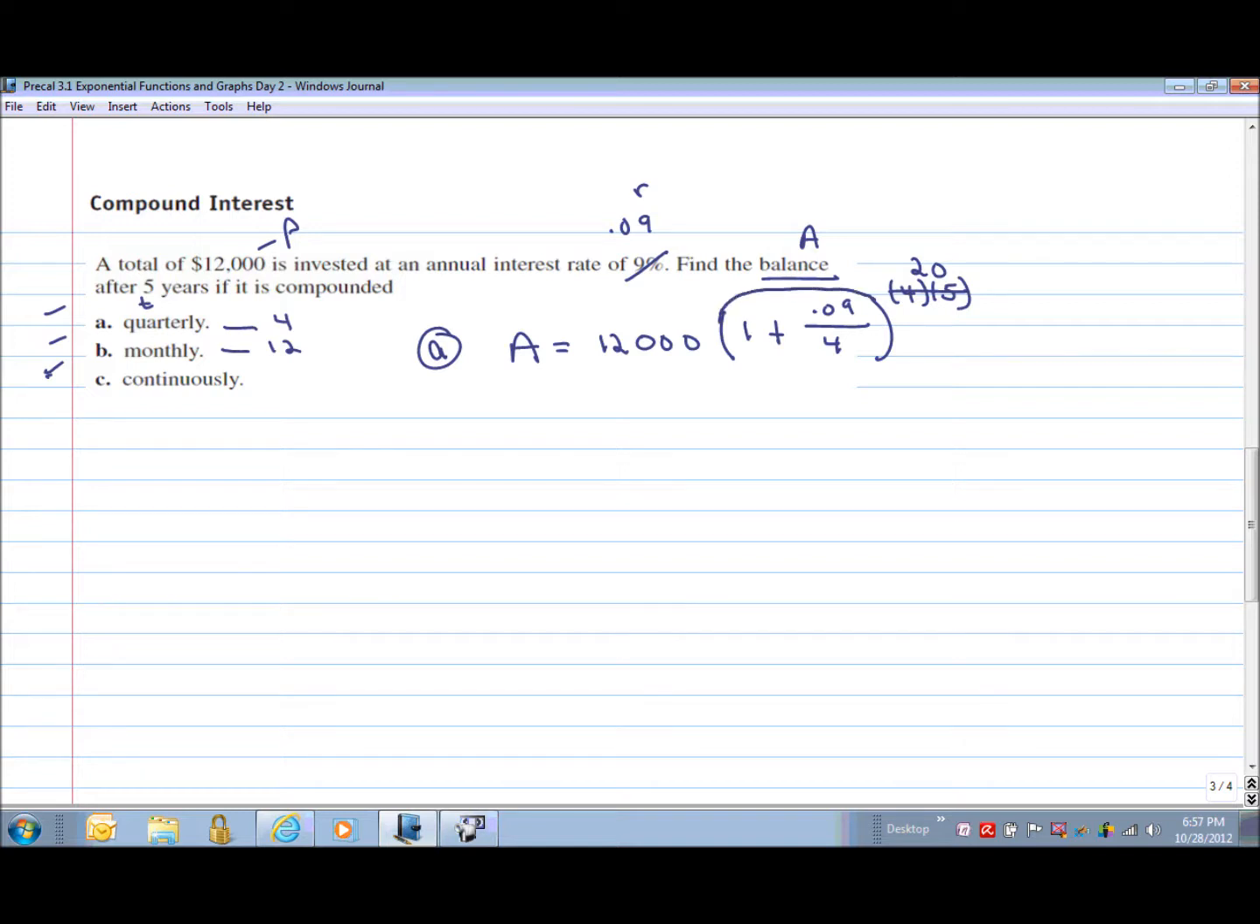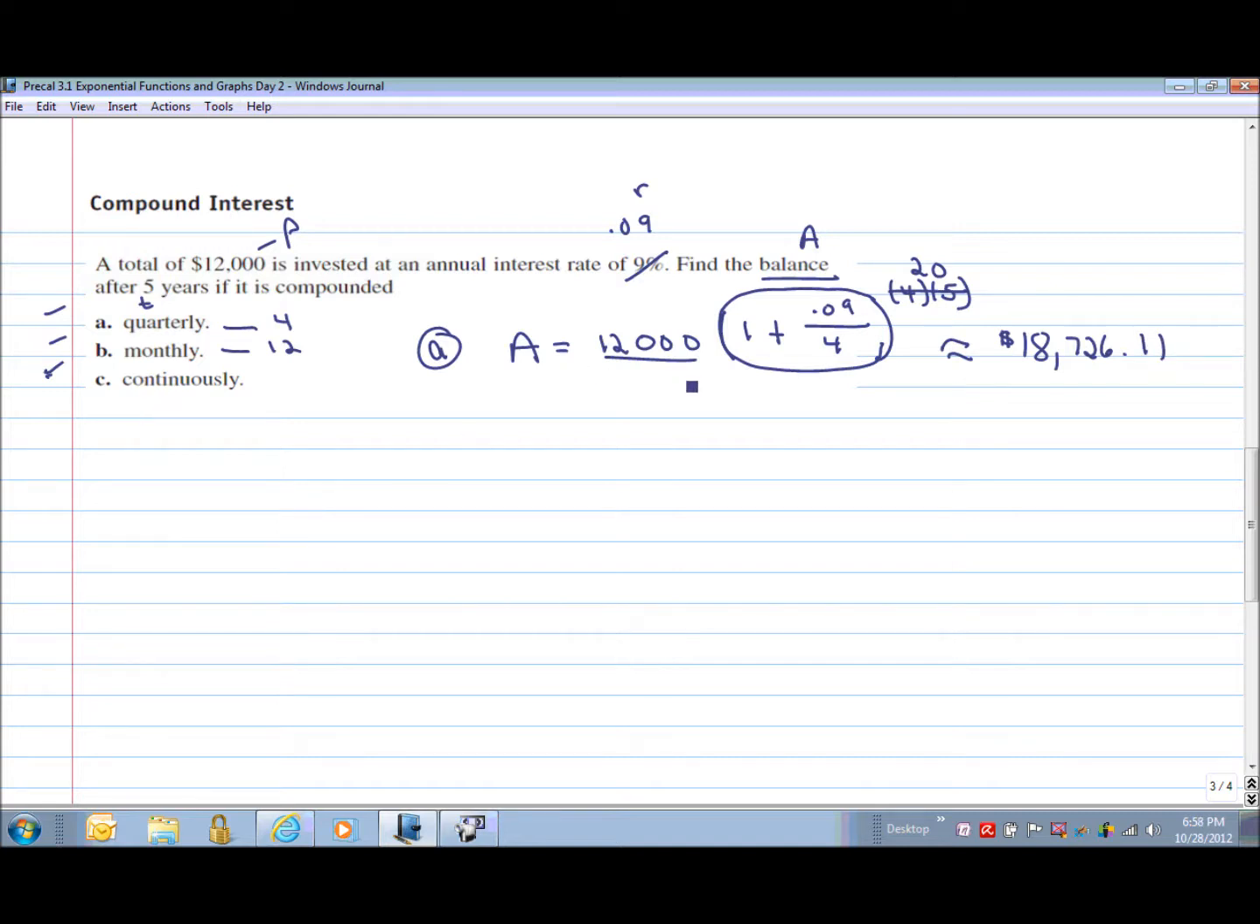We would go ahead and figure all of this out first. So if you're using the blue one, it'd be 0.09 divided by 4. Get an answer, add the 1 to it. Raise it to the 20th power, get an answer, then multiply by the $12,000. Be really, really careful how you enter this into the calculator, because that's where you often will make your mistakes. All right, this will be approximately, once you've entered it in your calculator, $18,726.11.